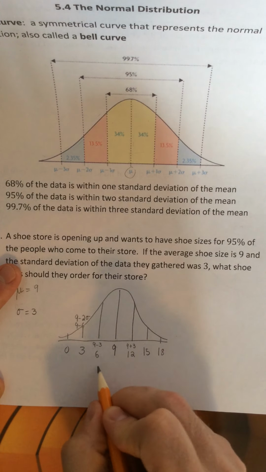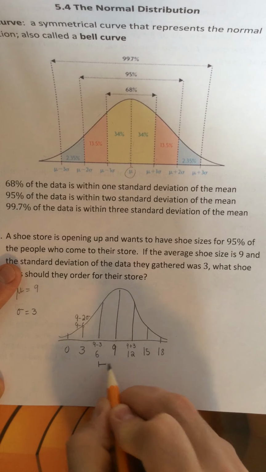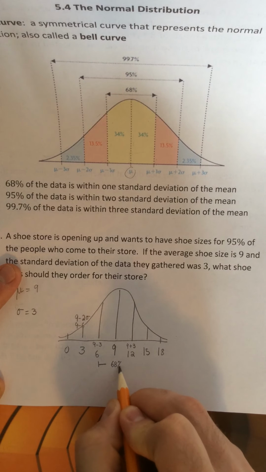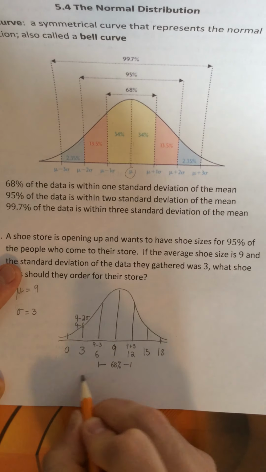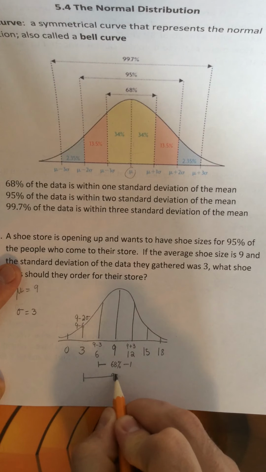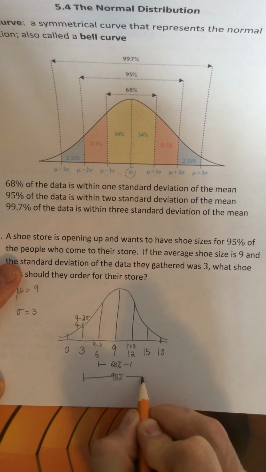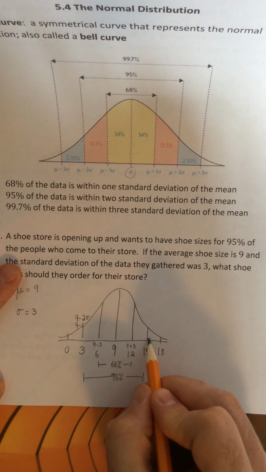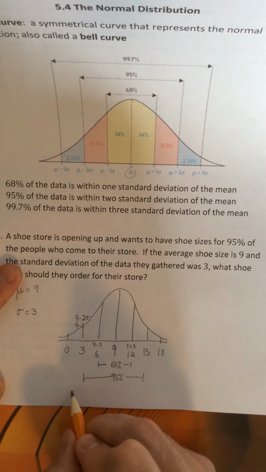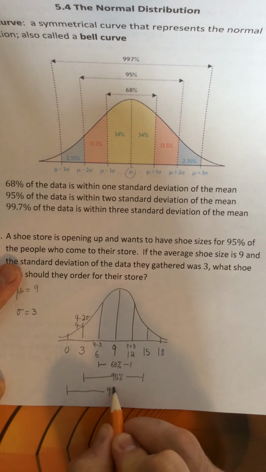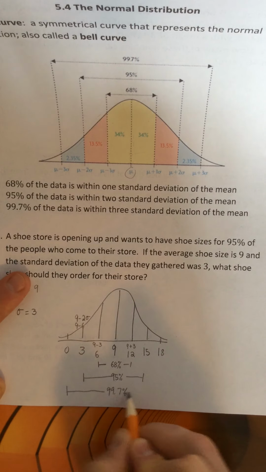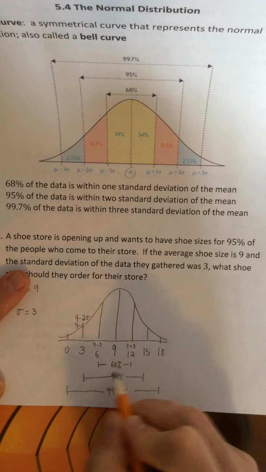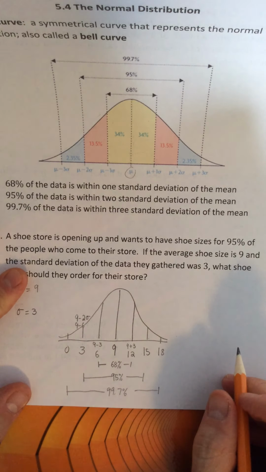So what we're saying with this normal distribution is that 68% of this data is between 6 and 12. 95% is between 3 and 15 because that's 2 standard deviations above and 2 standard deviations below. And about 99.7% of the data is within these 3 standard deviations.